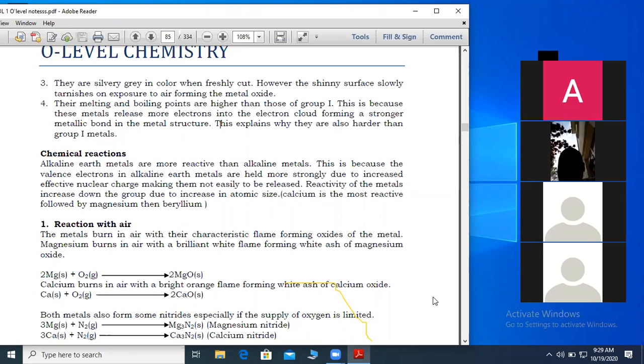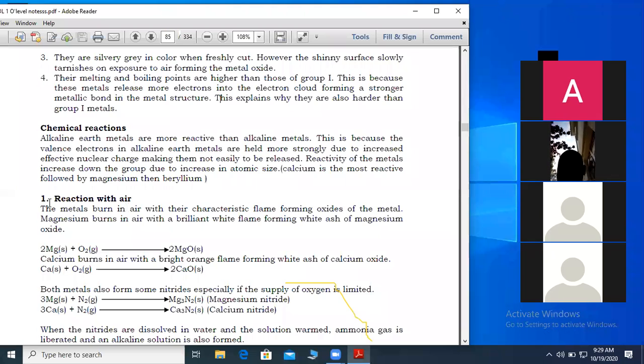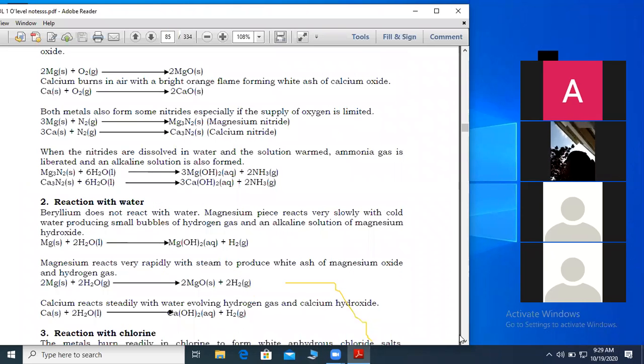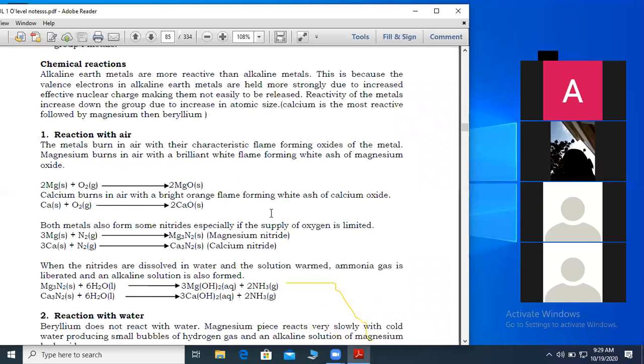Their chemical reactions. We begin with the reaction with air. How do they react with air? By air, we mean oxygen. I think you now remember this work that we did in senior 1. How does magnesium react when it is exposed to air? Who can tell us how magnesium reacts when it is burnt in oxygen? Someone tell us?